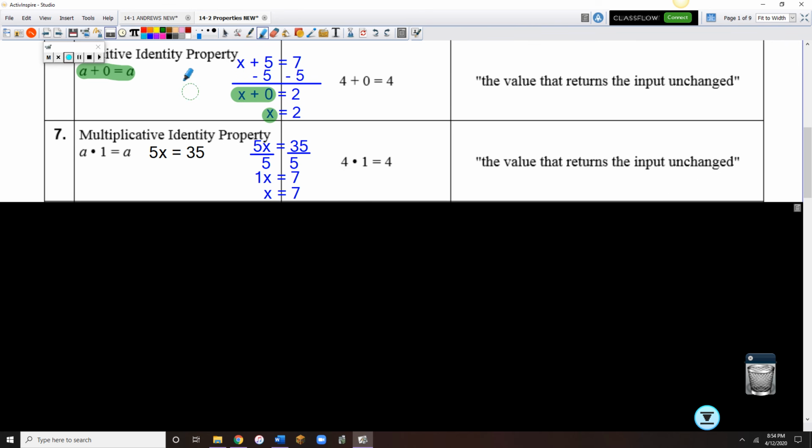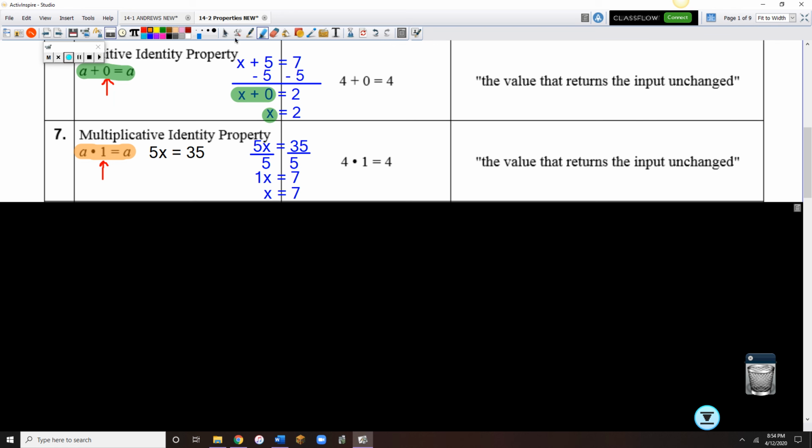Multiplicative identity. Okay, the additive identity is 0. The multiplicative identity is 1. The multiplicative identity property says that any number times 1 is itself. That's what identity is referring to. It's when the number does not change its identity.